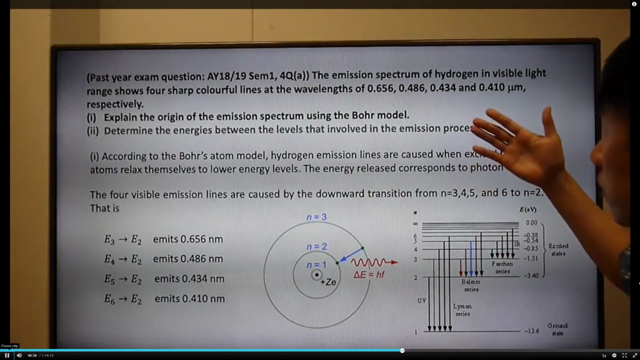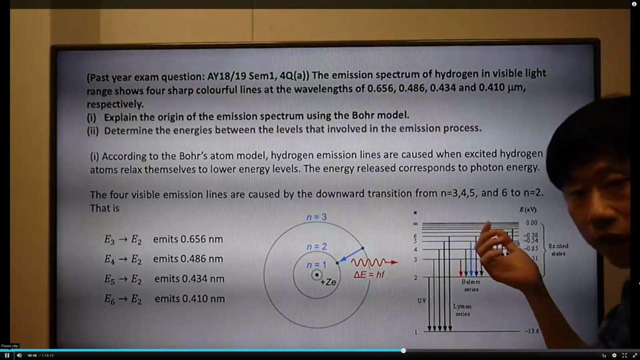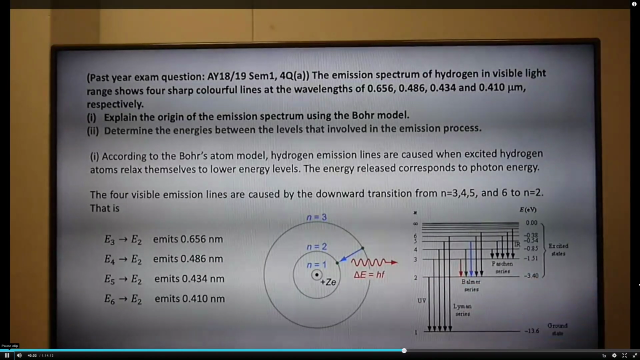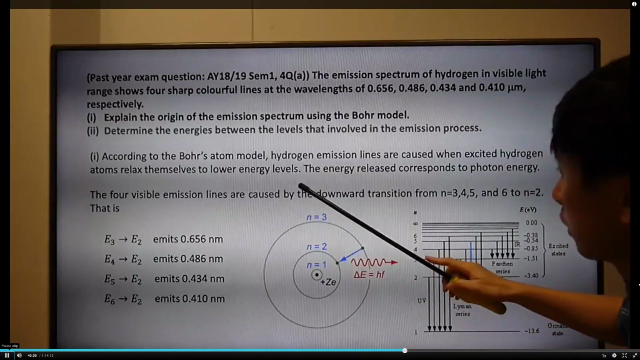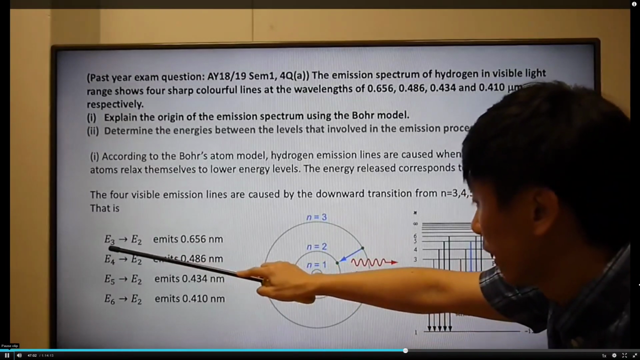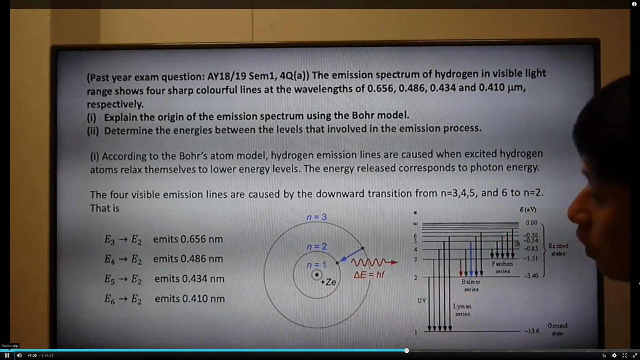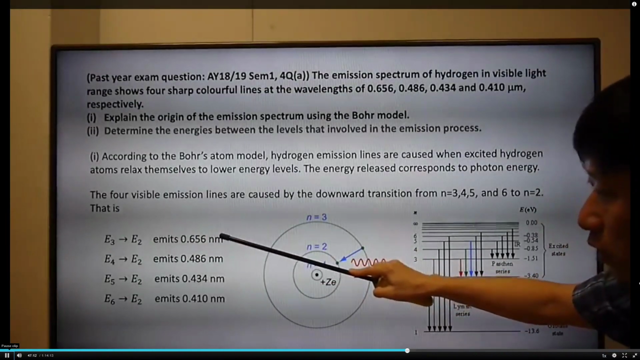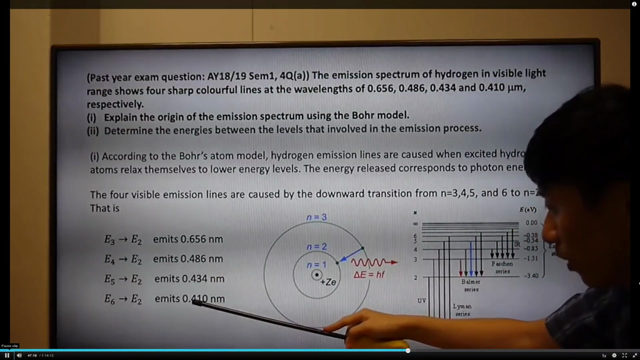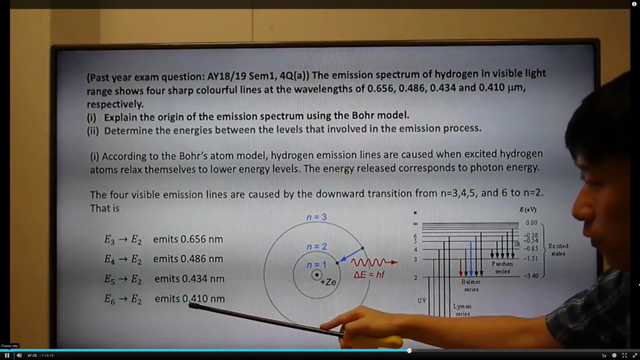Okay, then in this visible light range, there is the transition, the relaxation of the electron to the second energy level, n equals 2. We all know that a longer wavelength has a smaller photon energy. So when the electron relaxes from 3 to 2, it emits the longest wavelength. And when the electron relaxes from 6 to 2, it emits the shortest wavelength among these 4, which is 410 nanometer.